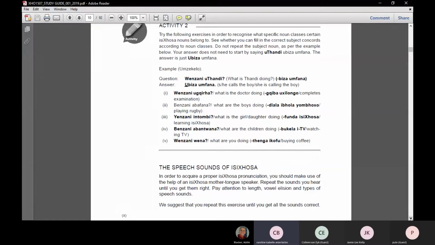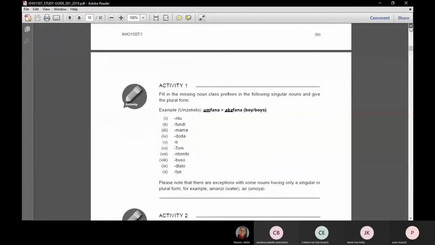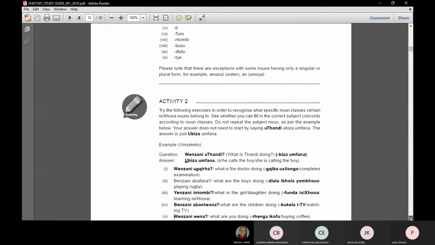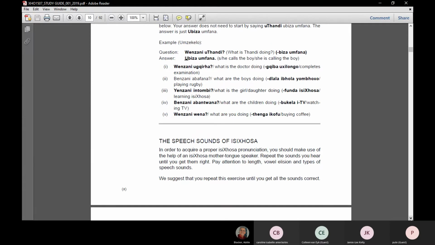Okay. What about the boys badlala? The boys, they. That's plural. Benzani abafana. Abafana is number 2. Go to class noun number 2. You will see it's abafana ba. Do you see class noun number 2? The class prefix is aba. The subject concord is ba. Okay. Are you good? Are you okay? Yes, thank you, Mr. All right.